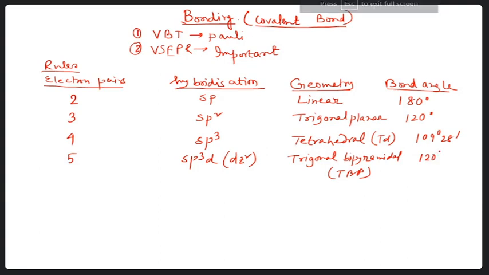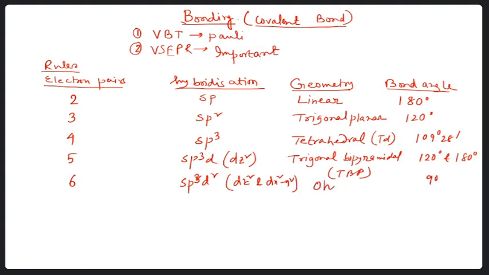120 degrees and 180 degrees. Okay, six. If it is 6, then it is sp3d2. The d orbitals are dz square and dx square minus y square. So which d orbitals take part, we have to remember it. The geometry is octahedral, or Oh in short. So the bond angle is 90 degrees.